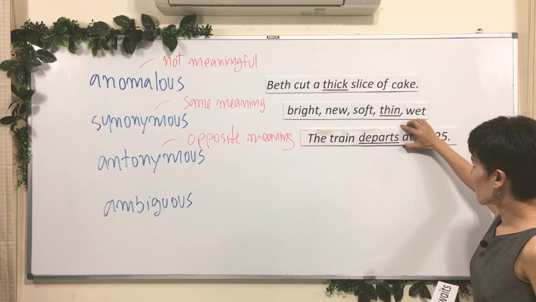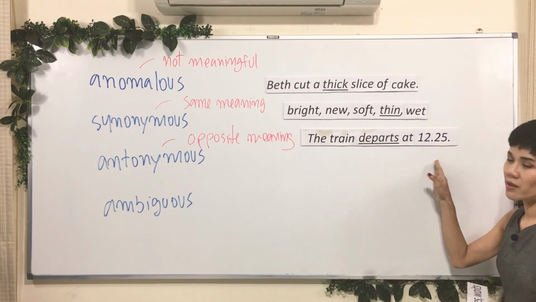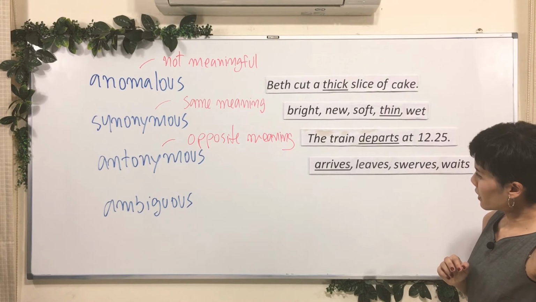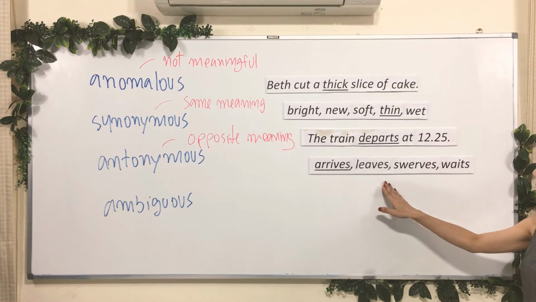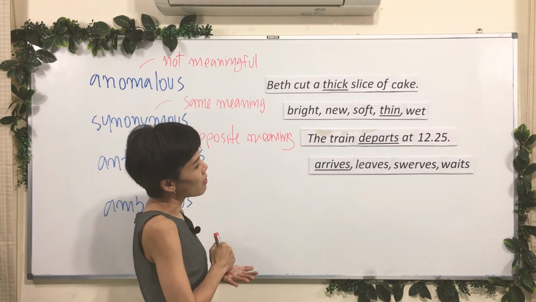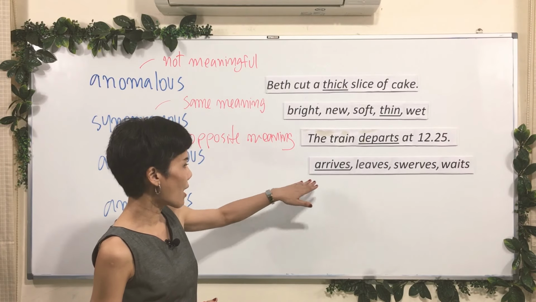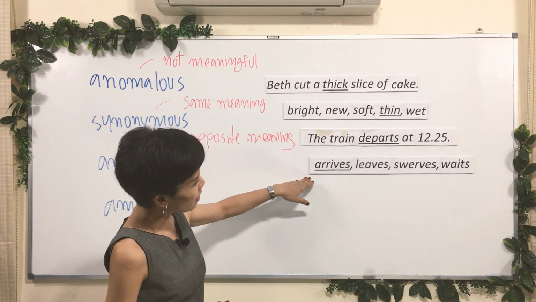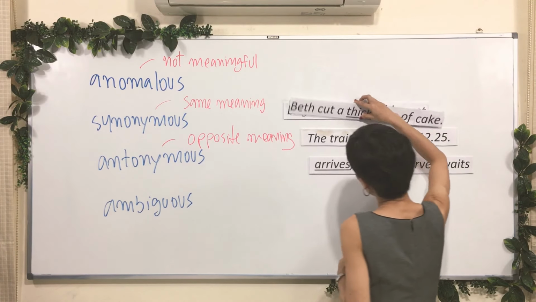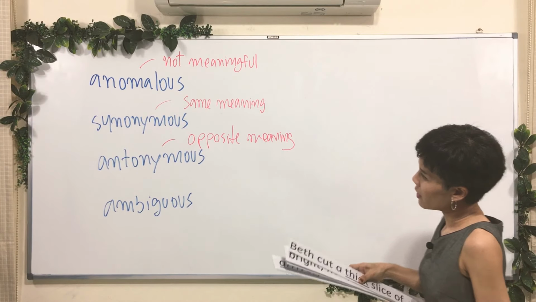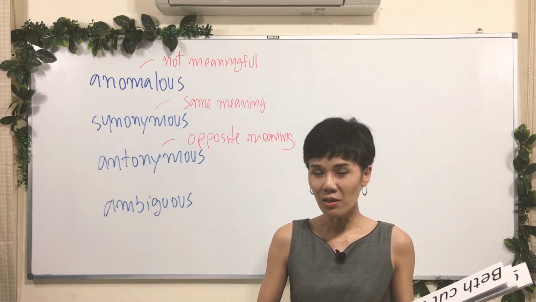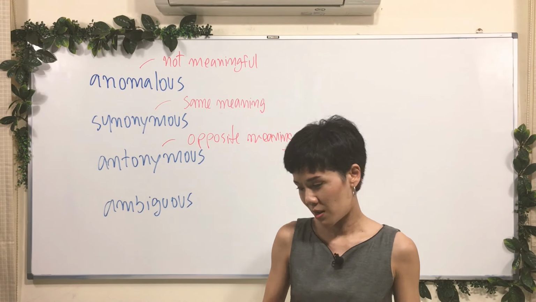Another example is this sentence: the train departs at 12:25. Then I have these 5 words: arrives, leaves, swerves, and waits. Now, speakers also know that the verb arrives is the verb that has opposite meaning to the verb departs in this context. So this also shows that part of their knowledge of meaning is antonymy. They know when expressions are antonymous or when expressions have opposite meanings.